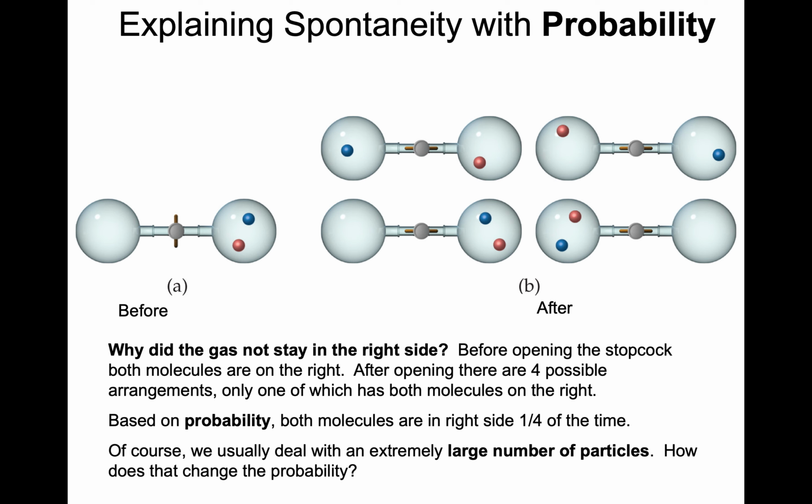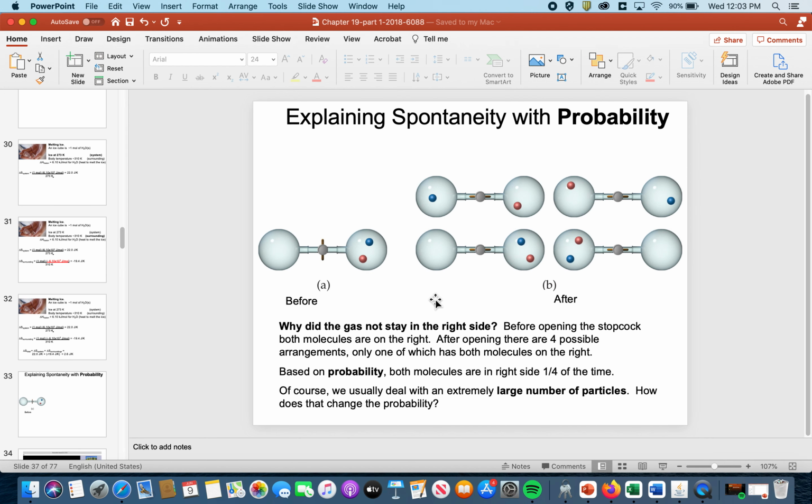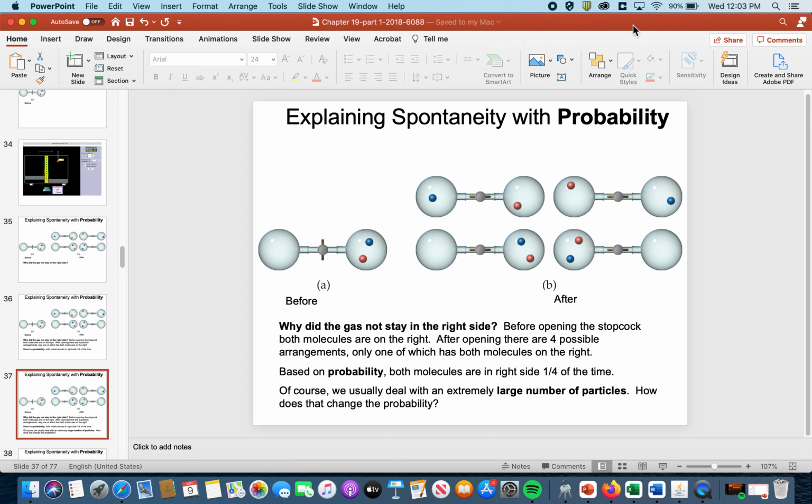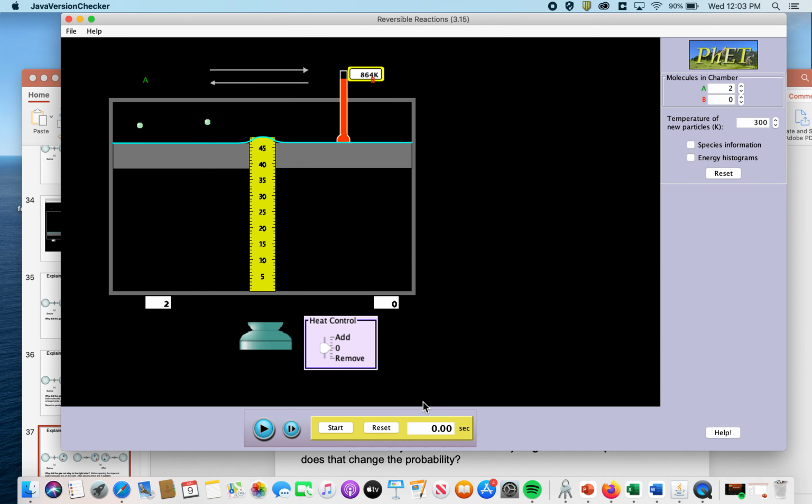Now, of course, we're usually not looking at 4 particles. We're looking at an extremely large number of particles. So how would that change the probability? Let's go back to our sim. So on this left-hand side right here, instead of having 2 particles, how about we add 50 particles? Now, we'll drop the wall. I want you to once again cheer when all of the particles are on the right-hand side.